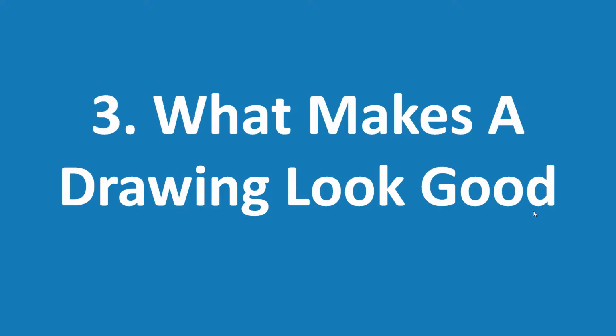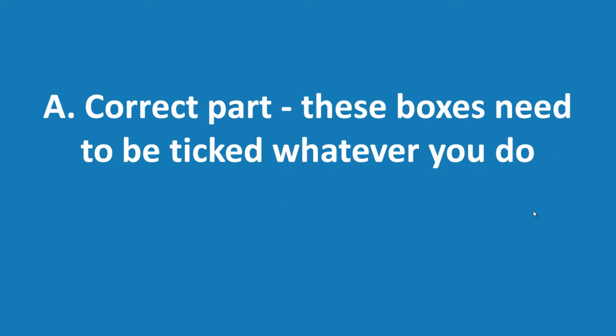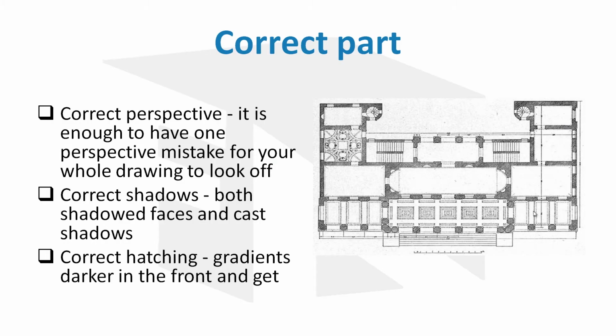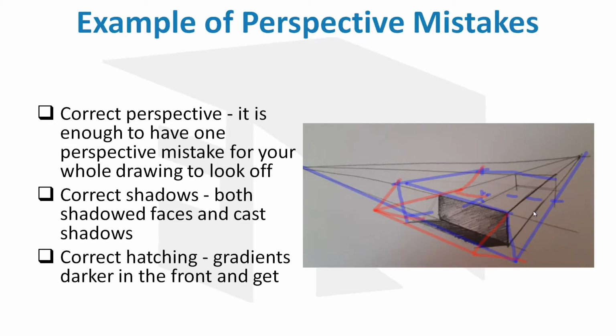Okay, so what makes a drawing look good? The 3rd pillar in architectural freehand drawing. Freehand line drawing. You need to understand that there's a correct part, and there's a more expressive part. So you need to draw correct perspective, correct shadows, correct hatching. Again, freehand line drawing is 80% of architectural drawing. So obviously it fits in.